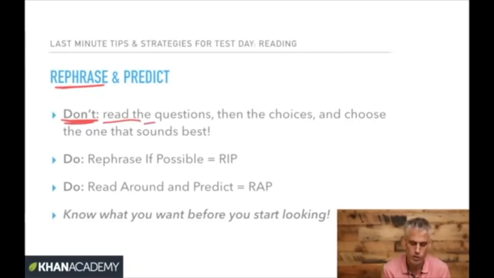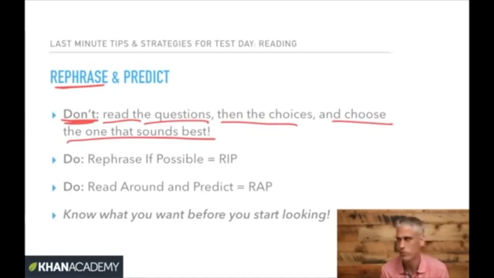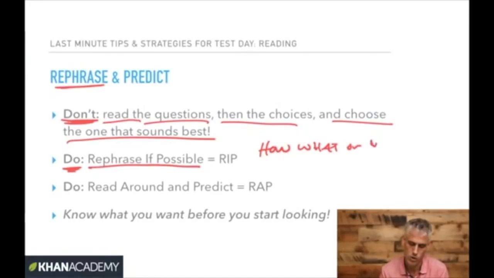Don't read the questions, then the choices, and choose the one that sounds best. We talked about that earlier. It's not the best way to do the SAT or any test. What you should do is rephrase if possible. We'll see what that means in a second. That's using how, what, or why. Every question can't be rephrased using how, what, or why, but many of them can, and those that can, it's worth doing.